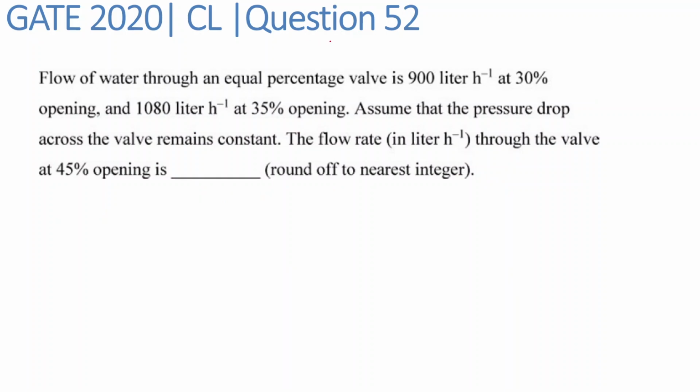Hello everyone. We are solving question number 52 of the GATE 2020 chemical engineering paper, related to the subject of process control and instrumentation. The question is: flow of water through an equal percentage valve is 900 liters per hour at 30% opening and 1080 liters per hour at 35% opening. Assume that the pressure drop across the valve remains constant. The flow rate in liters per hour through the valve at 45% opening is dash.